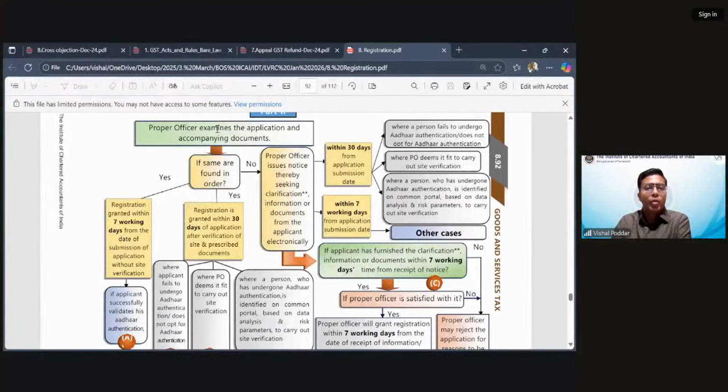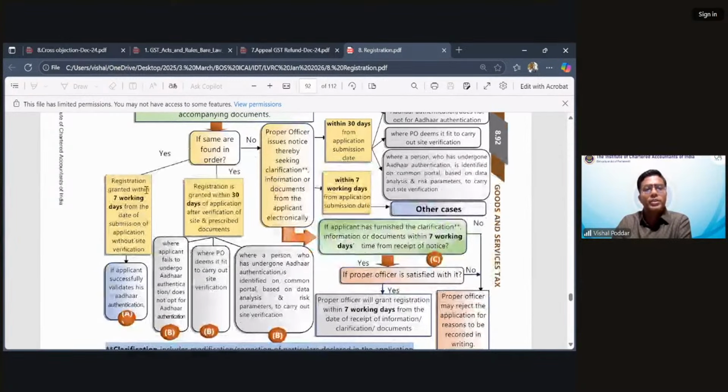So first is, the proper officer examines the application and the accompanying documents. What he will check? If the same are in order. Answer is yes. Then registration is granted within 7 working days from the date of submission of the application without site verification if applicant successfully validated his Aadhaar authentication. So if you have done Aadhaar authentication, then within 7 working days and without making a site visit, your registration will be granted.